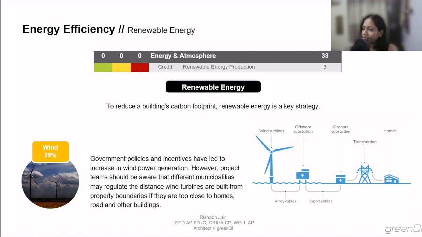Wind energy has become very popular once the government policies and incentives have been in place. But this is a bit challenging when we have a smaller site, because this requires a huge area and the turbines have to be at a distance from homes, roads and other buildings. So they do have some challenges in terms of site, but they are a very efficient way, and we can see that 29% of the current renewable energy usage is from wind energy.